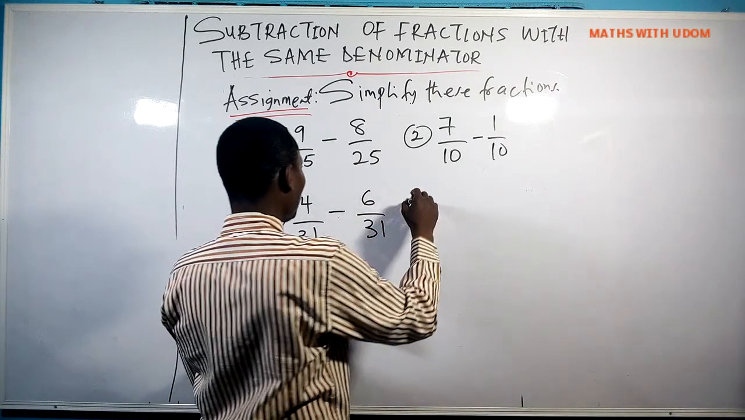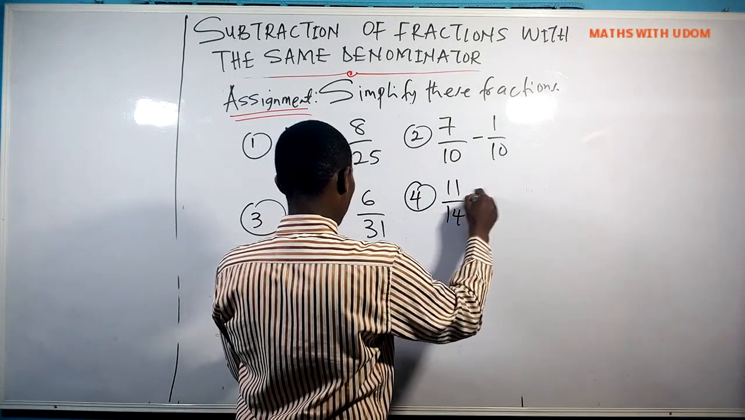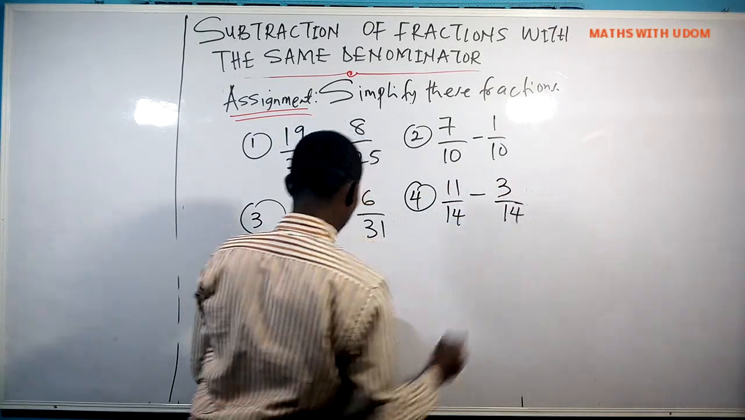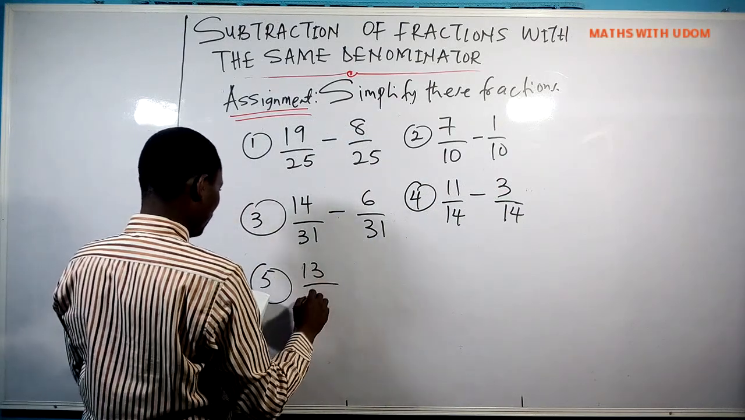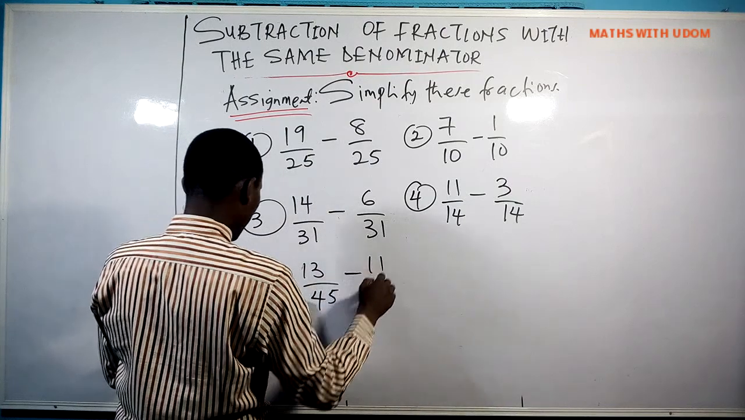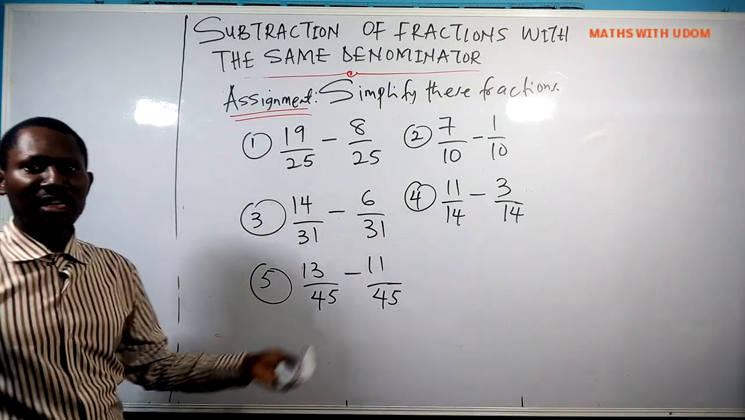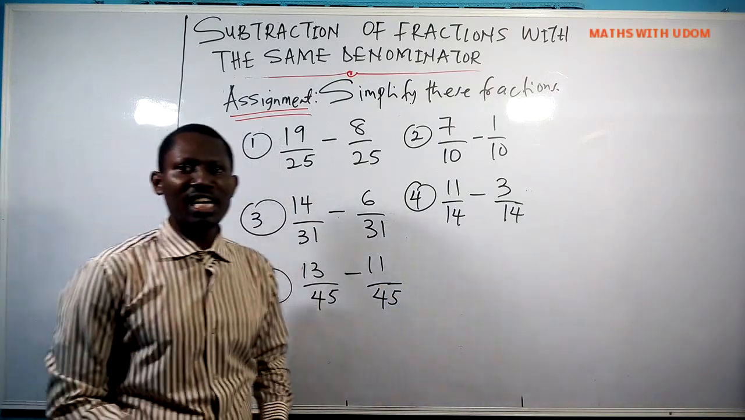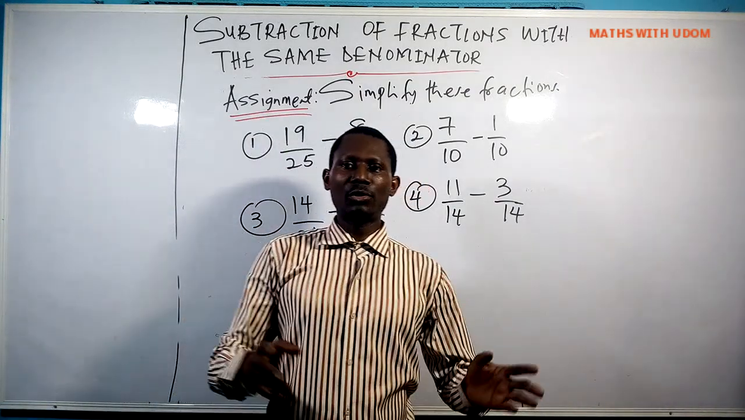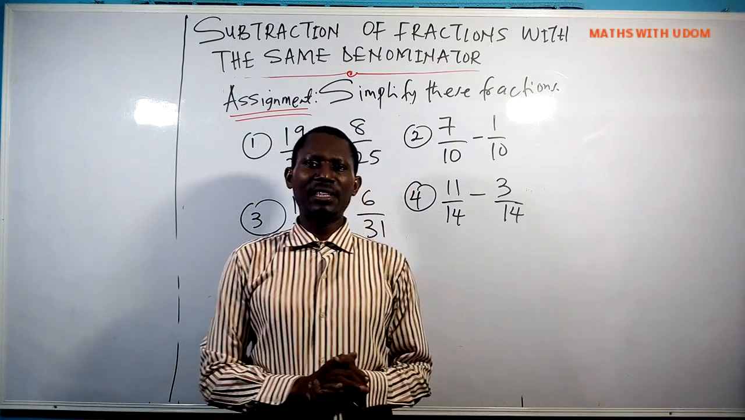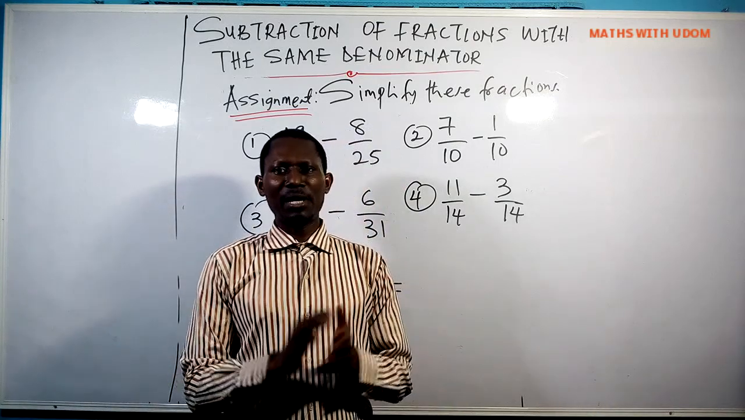Okay? Number 4, 11 over 14. Take away 3 over 14. And lastly, number 5, 13 over 45. Take away 11 over 45. So these are your assignments. Okay? I want you to solve these assignments and submit your work to your school teachers to mark them, award marks, and do appropriate correction. By so doing, you will get better by the day.